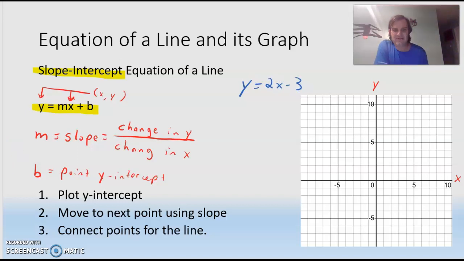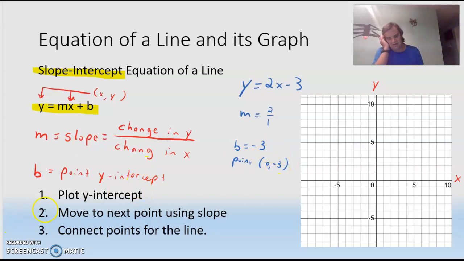So if I have it in slope-intercept form, y equals 2 is the m, but we can view it as a fraction, 2 over 1. And the b is a point, and it's a y-intercept. So the b is negative 3, but that gives me the point 0, negative 3, because it's going to be on the y-axis.